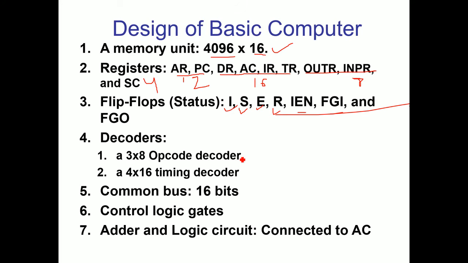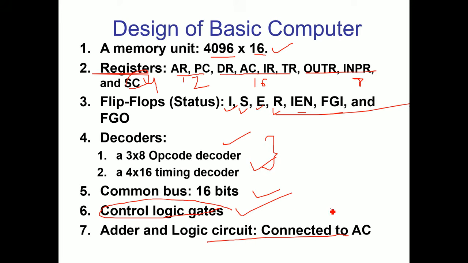So we will use all those flip-flops, and we have two decoders, a 3x8 decoder and a 4x16 decoder. The 3x8 decoder is used to decode bits 12 to 14 of the instruction register, and the 4x16 decoder is for decoding the sequence counter. Next, we have a common bus whose size is 16 bits. Why? Because the data register, accumulator, instruction register, and temporary register are 16 bits, and it will produce control logic gates, as well as an adder and logic circuit. In this video we will discuss how we can control the logic gates, whereas in the next video we will discuss the adder and logic circuit with the help of the accumulator.